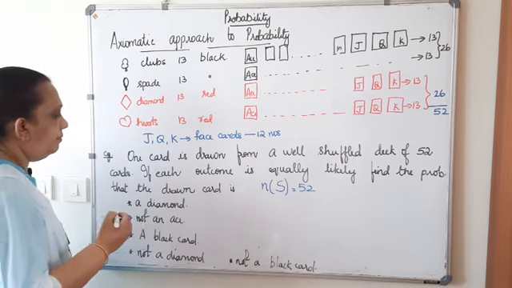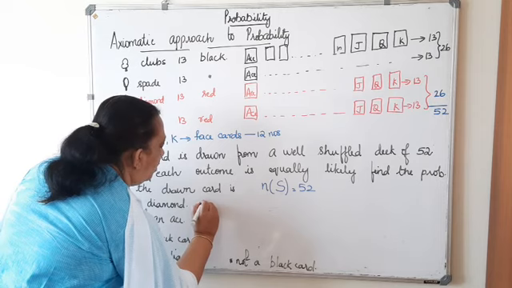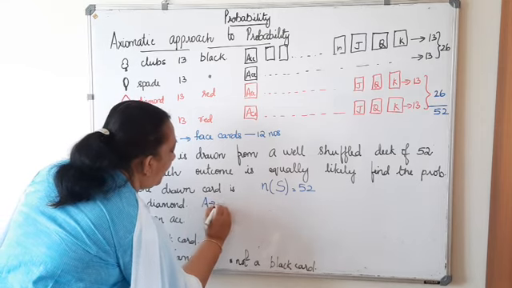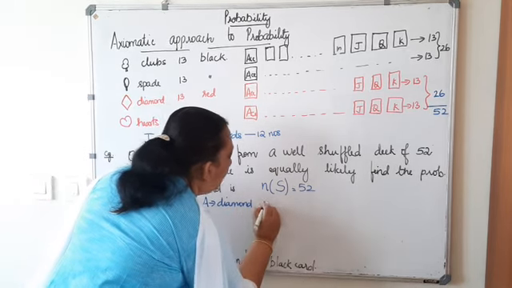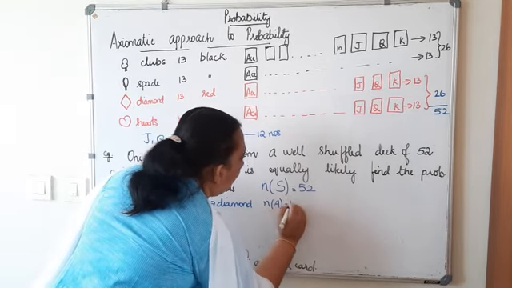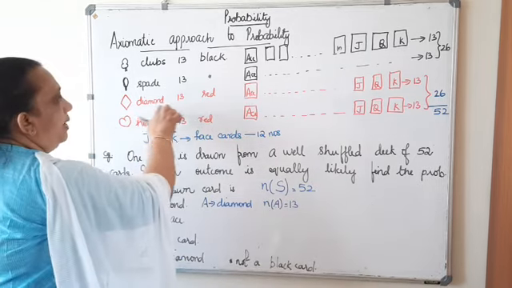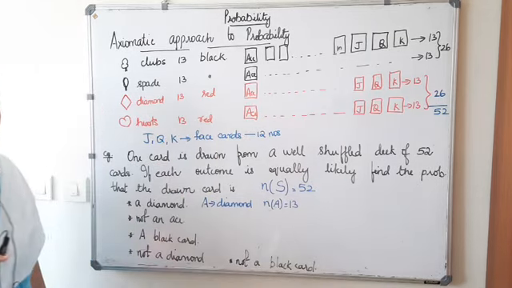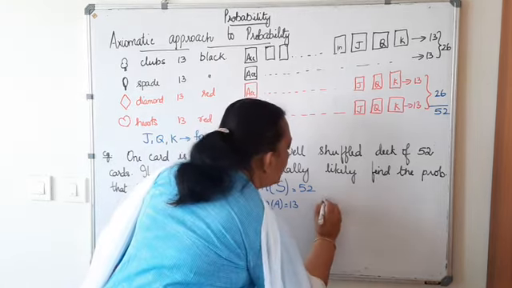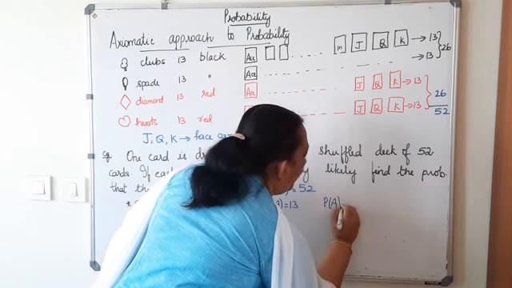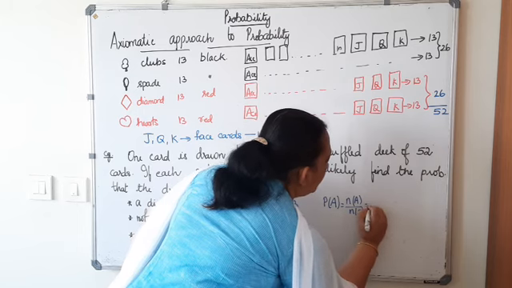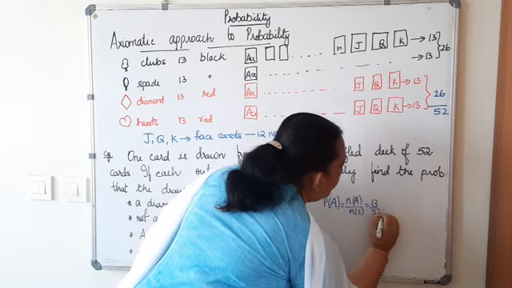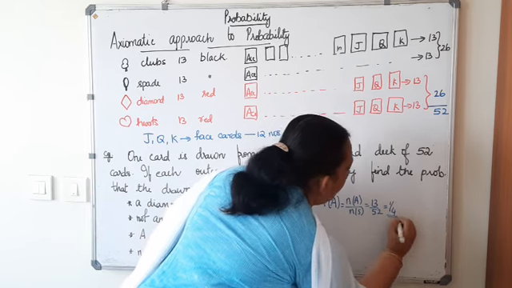So let us define A be the event of getting a diamond. So what is n of A? n of A is equal to 13, because the number of diamond cards is equal to 13. So probability of A is equal to n of A divided by n of S, and that is equal to 13 by 52, which is equal to 1 by 4.